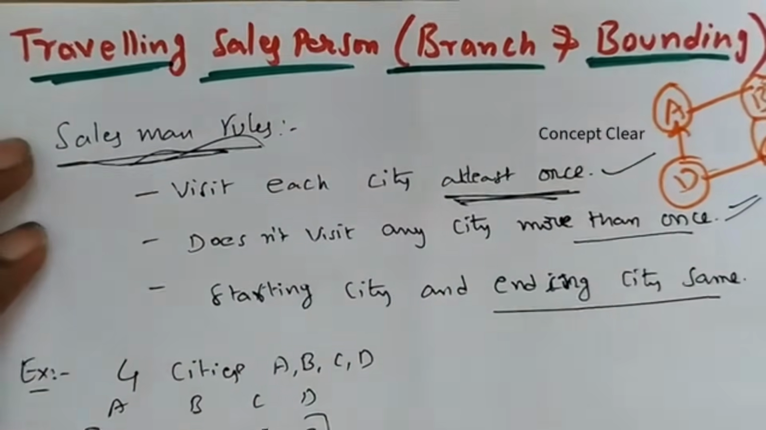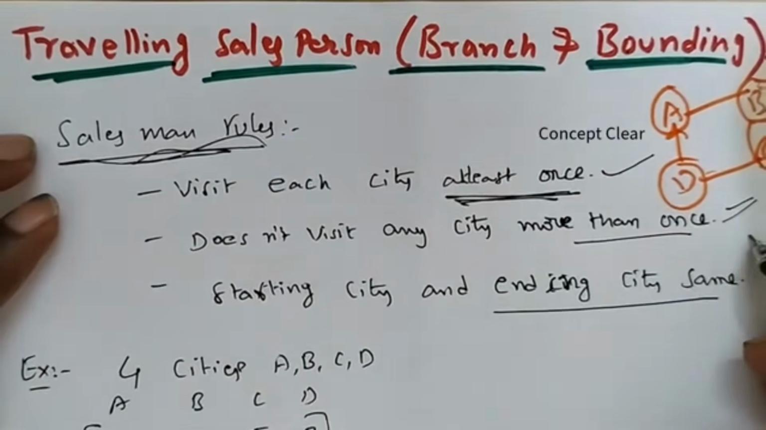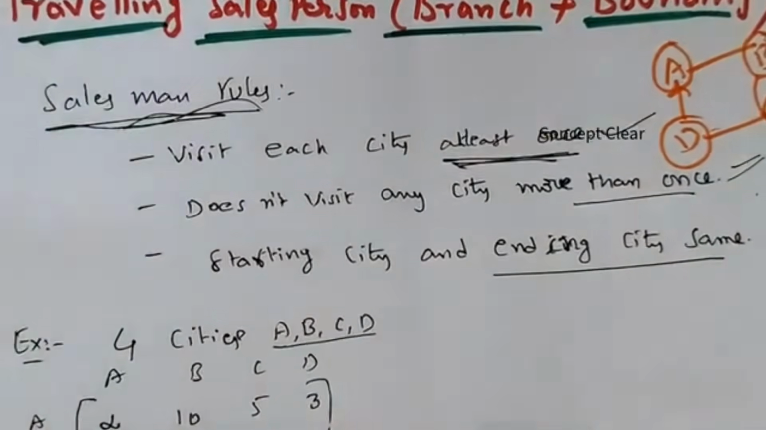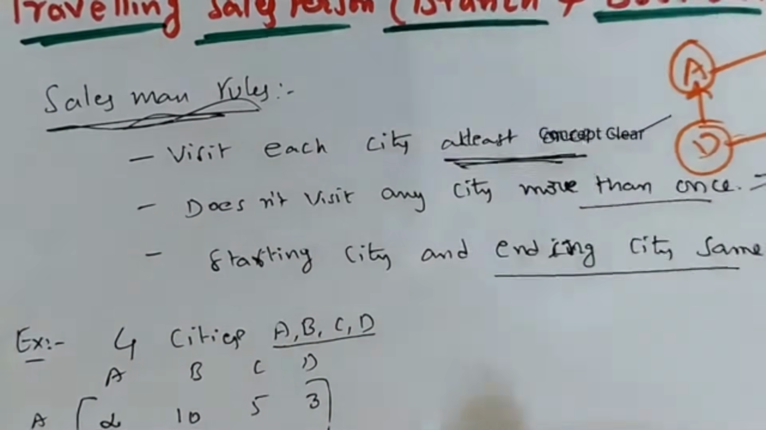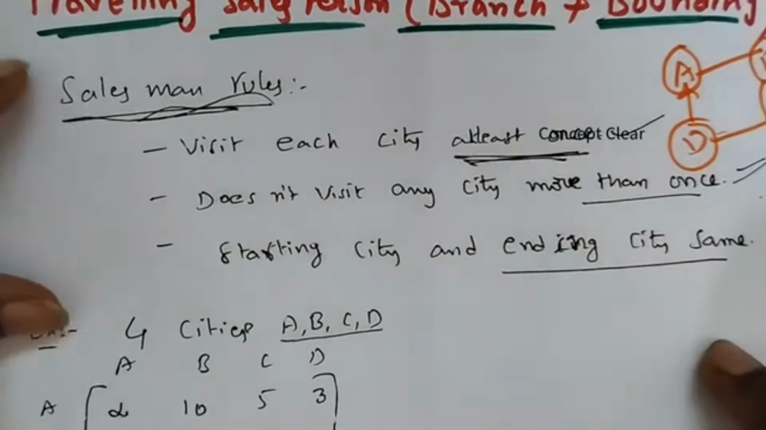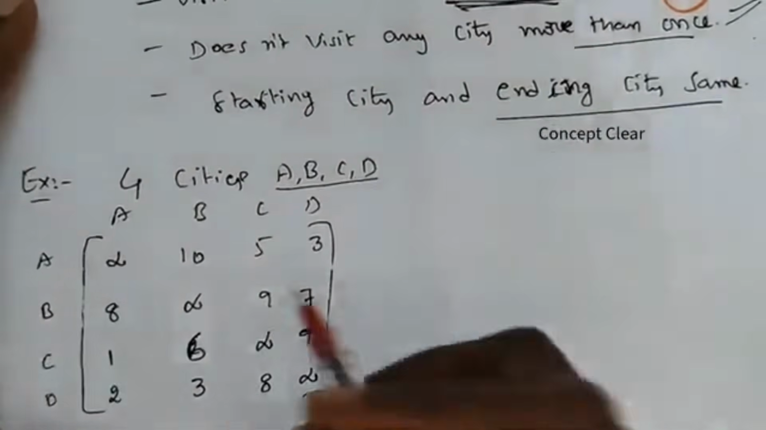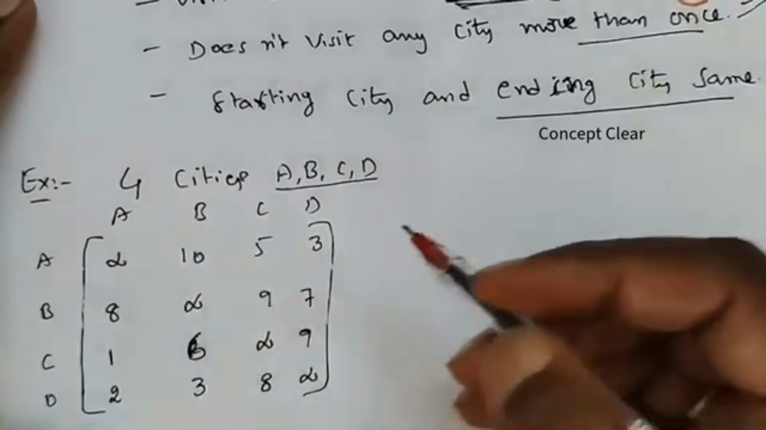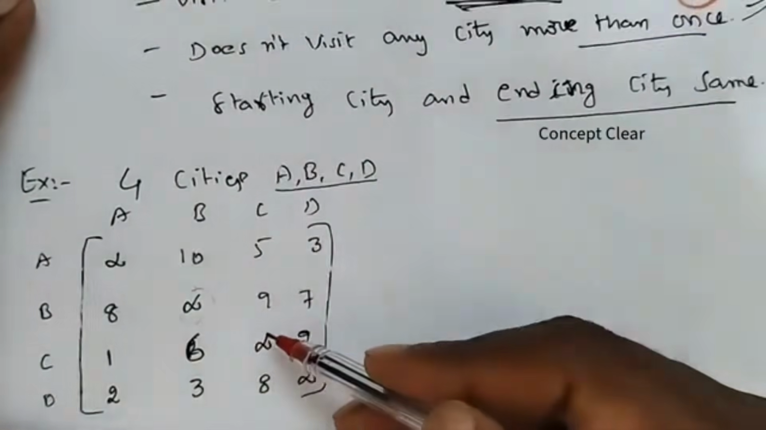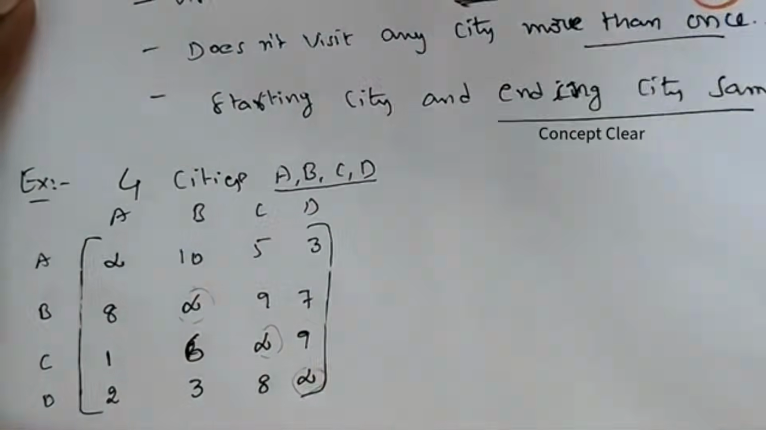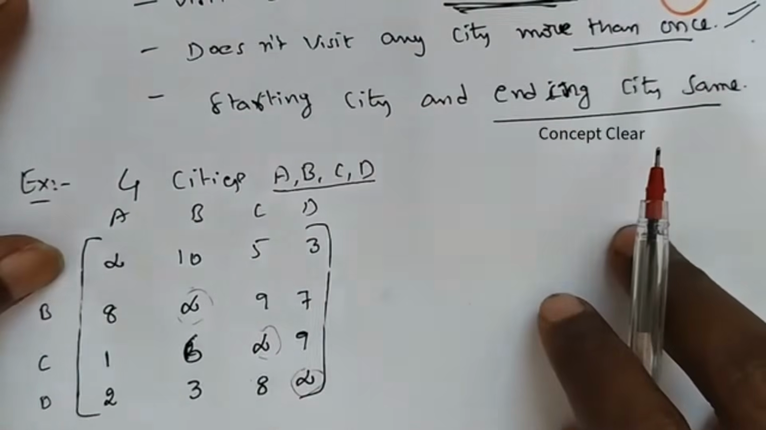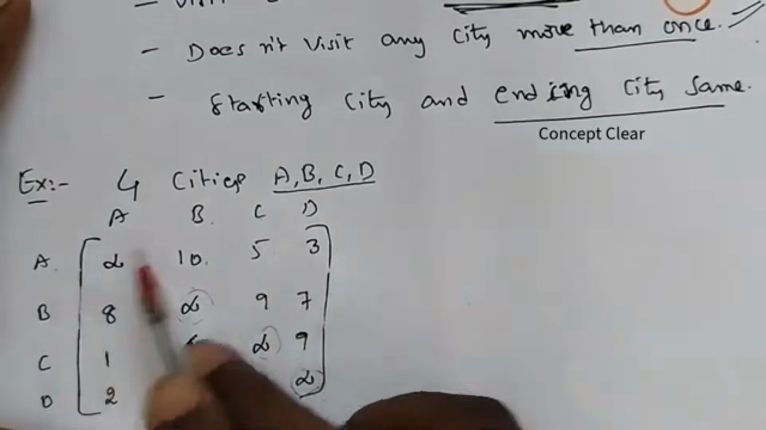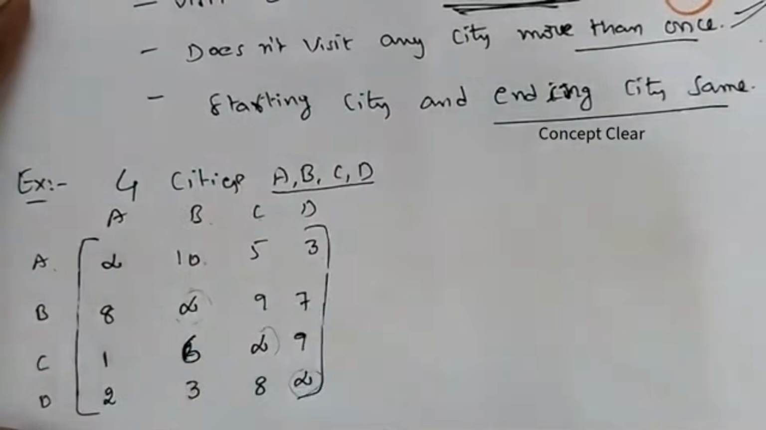Here in traveling salesperson with branch and bound, these are the conditions. Here I am taking four cities: A, B, C, D. The values are like this. If a person goes from A to A, the cost is 0. B to B, the cost is 0. C to C, the cost is 0. And D to D, the cost is 0. Next, the remaining values: A to B traveling cost is 10. A to C traveling cost is 5. A to D traveling cost is 3. Like that, the remaining values.